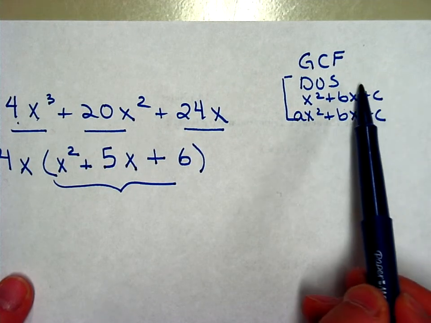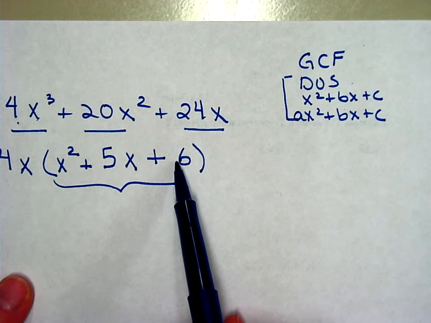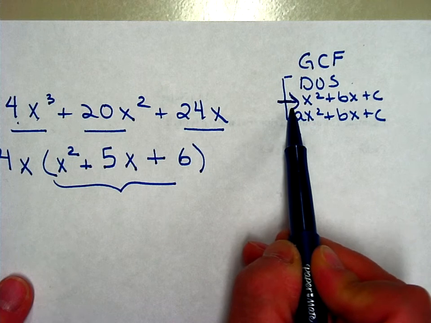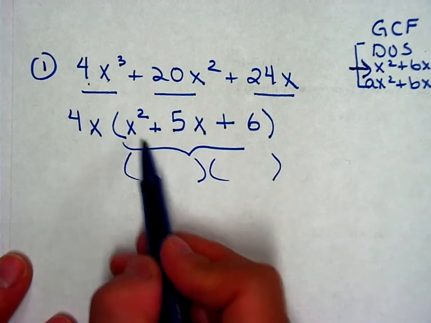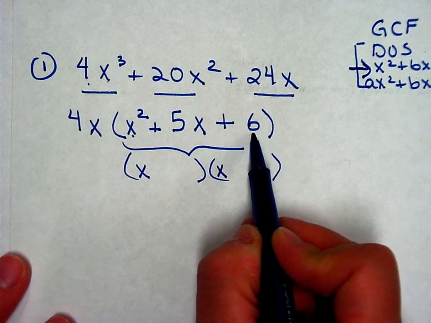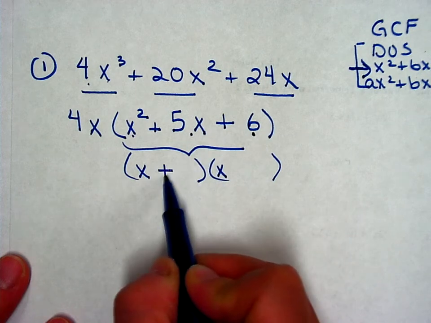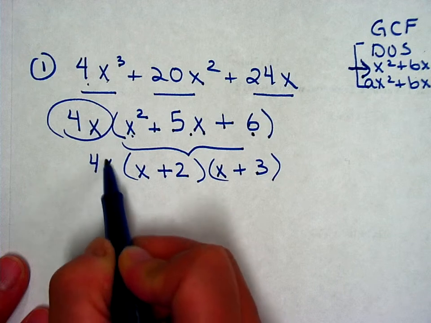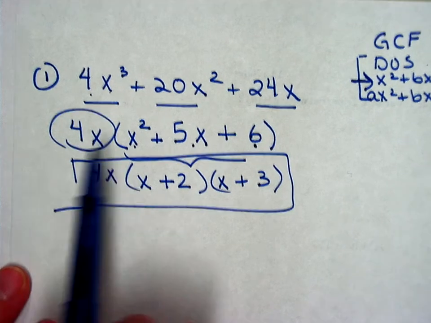It can't be your difference of two perfect squares because I have three terms and it's not a minus problem. It looks like it could possibly be this one right here. Remember this one? All you do is set up your parentheses. If it's x squared, it's always going to be x and x. You need to find two numbers that multiply to 6 but add up to 5, and that would be plus 2 plus 3. Don't forget, this 4x still needs to be part of your final answer. So this would be the completely factored form of this problem.